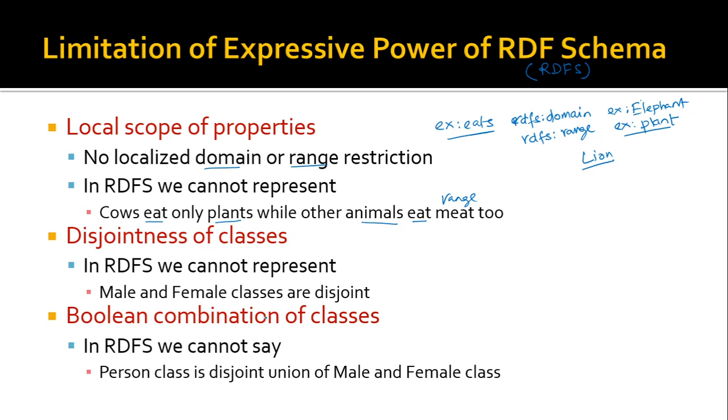You also cannot think about Boolean combinations of classes. Can we define the person class to be equivalent to the disjoint union of the male and female classes? This is what you cannot do in RDFS because you do not have any construct to define the union of two classes or the intersection of two classes. So you cannot really combine different classes or concepts using Boolean operators, right?